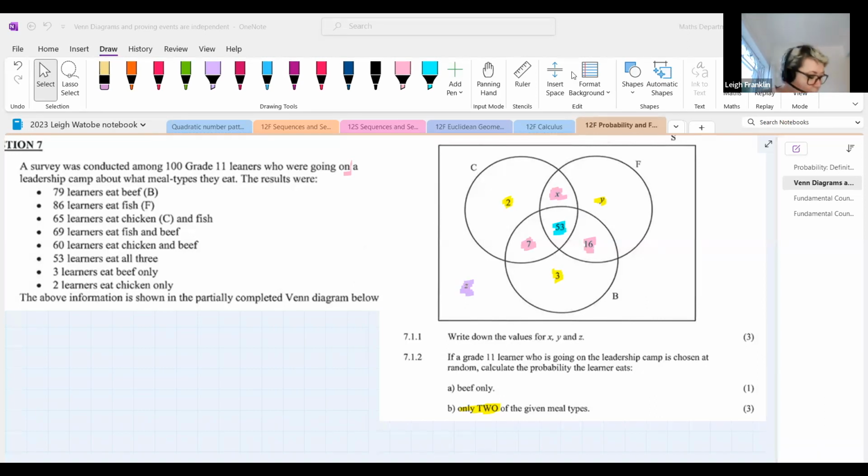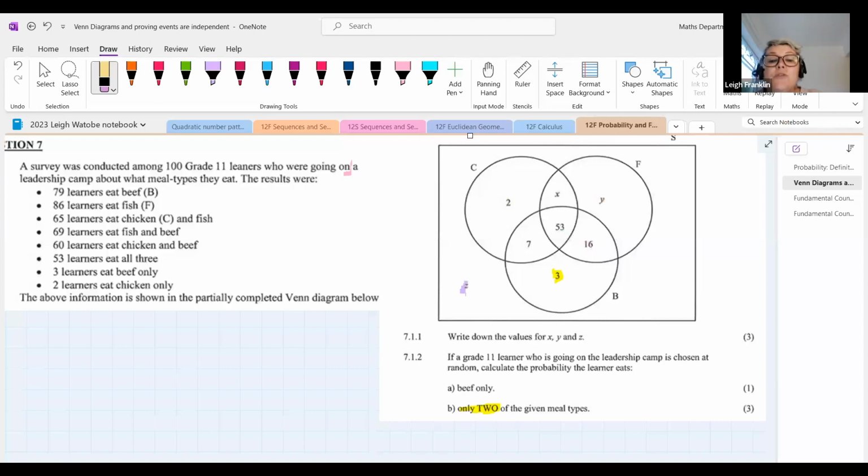All right. So a lot of you sending through some lovely answers. Thank you so much for attempting this question. Well done. So they want us to write down the values for X, Y, and Z. So let's just talk about where those came from. First of all, if we go back, and I'll just rub that off so that we can see these numbers. Remember, X represents an area of intersection.